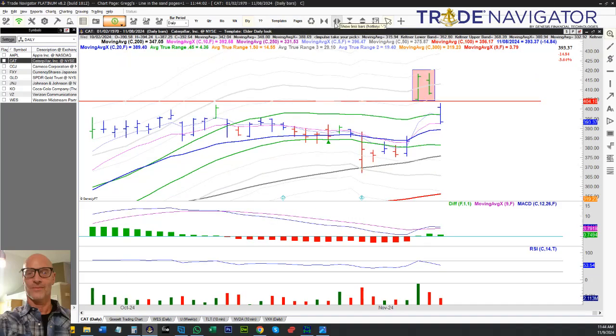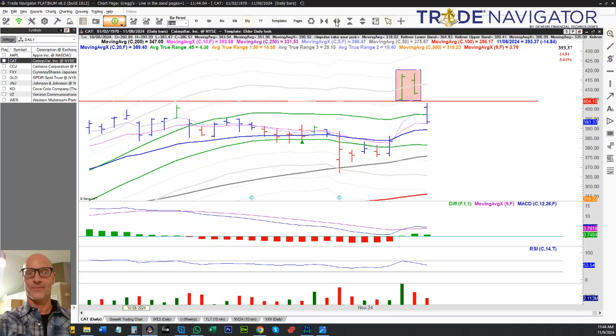Caterpillar. Okay, well, this is a good example of an island reversal. I've talked about abandoned babies. Abandoned baby consists of 1 bar. Island reversal consists of 2 bars. You see how we gapped up, we had the second bar, and then Friday we gapped down. So we went from very bullish to all of a sudden very bearish.